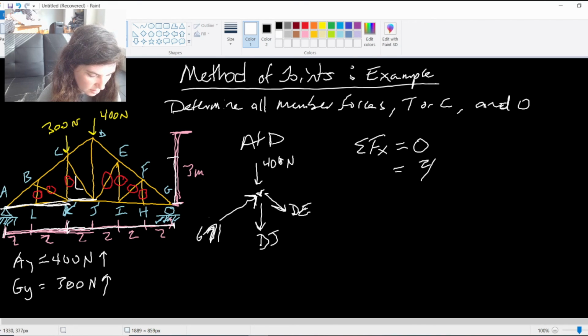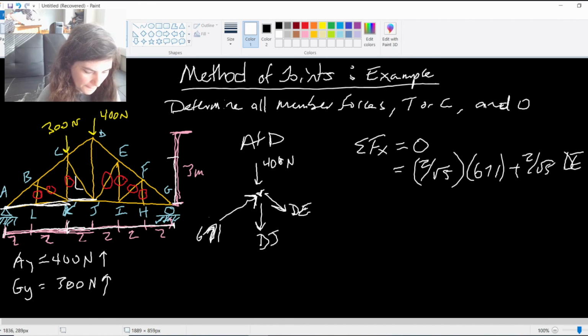Equals the x component of that 671 plus the x component of DE. So again, they have the same slopes, just opposite directions. So my DE is actually pointing in the wrong direction. DE is going to equal 671 newtons in compression.